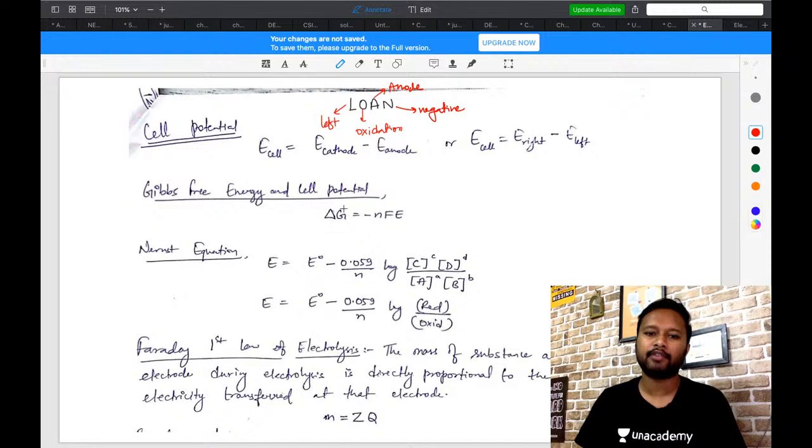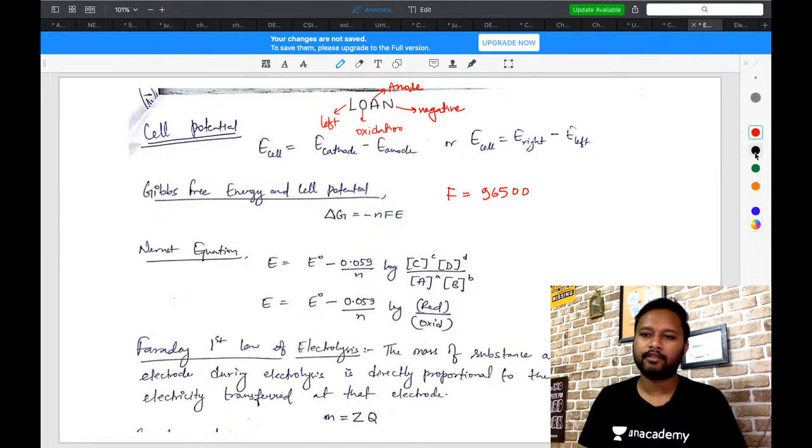Gibbs free energy is calculated as delta G equals minus nFE, where n is the number of electrons which are given or taken during the cell reaction. F is your Faraday constant. F has a particular value of 96500, a rough standard value of it. E is the EMF of the cell.